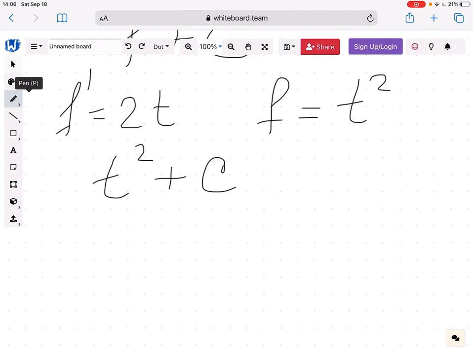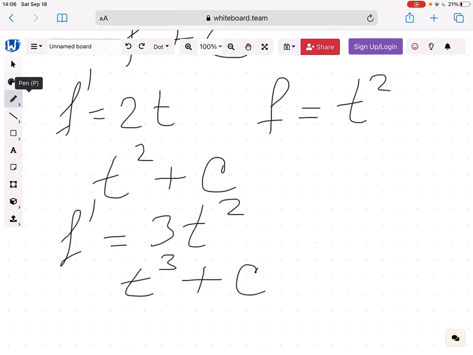So let's consider another example. What if I have f prime equals 3t squared? Well, you say, well, I know one function that produces this as a derivative, and that is t cubed. But when I'm talking about all the functions that can produce this derivative, those functions can be represented as that t cubed plus an arbitrary constant.